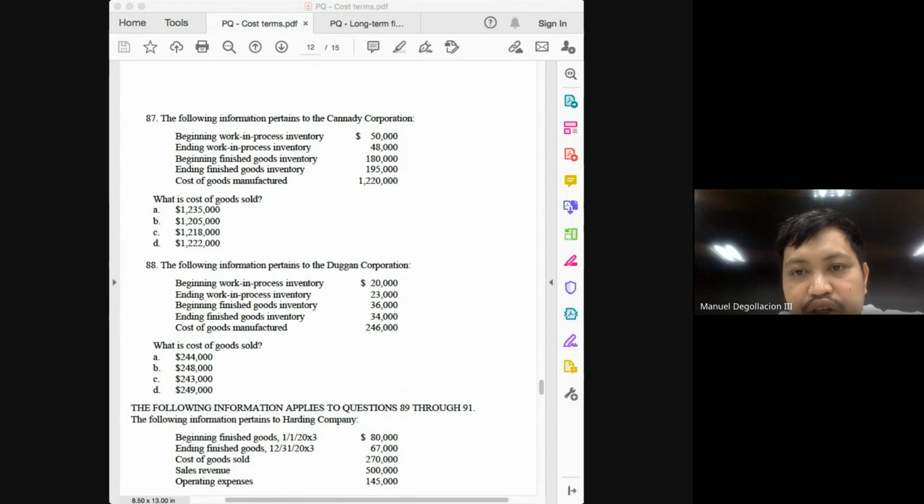Or a simpler way of solving this so that you will not need a calculator, class, is to get the change in your finished goods inventory. How much is the change in your finished goods inventory? It increased by 15. So that means if finished goods inventory increased, that means cost of goods sold is lesser than the cost of goods manufactured. By how much? 15. So all you have to do is to deduct 15 from 1,220,000.